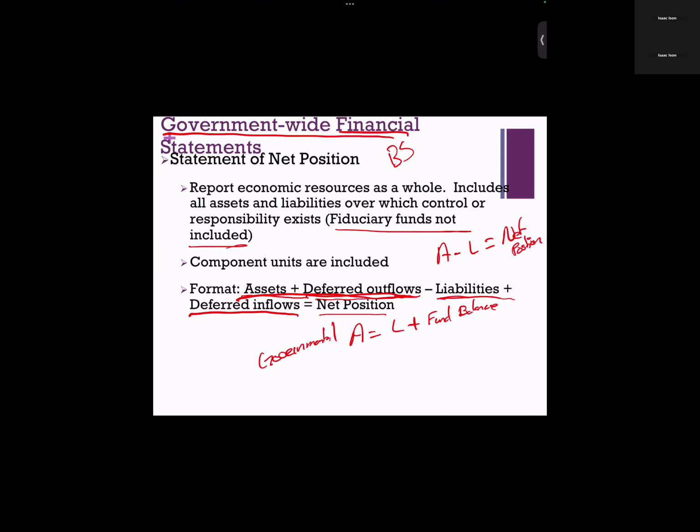Whereas for governmental funds, the accounting equation is set up the other way. Both of these equal each other, but just how they're set up, this one's assets equals liabilities plus fund balance. You'll see the deferred outflows and deferred inflows are in both.